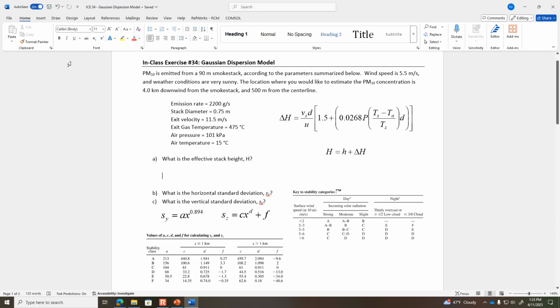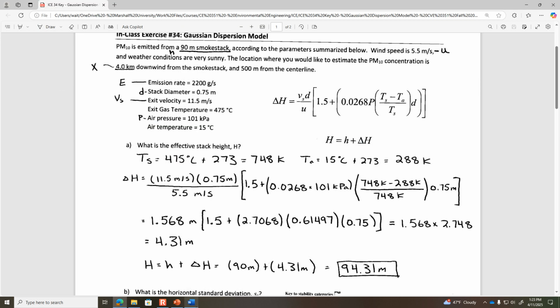Okay, so let's just check in and make sure that we're all on the same page with the effective stack height. So you can see I've labeled some of the variables here. h, lowercase h, the physical stack height is 90 meters. U is the wind speed, that's 5.5. X, the distance downwind is 4 kilometers. We are going to eventually need this 500 meter distance, the distance from the center line. That's what we're going to use as y.